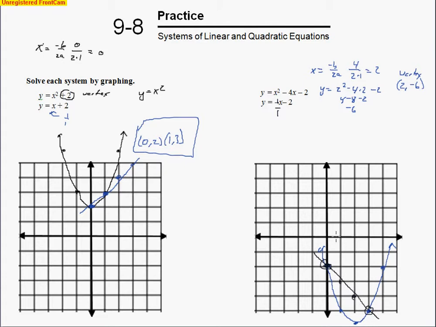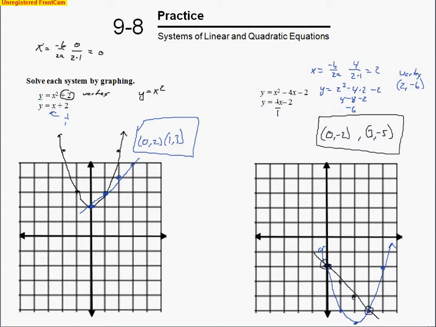So I go ahead and write those numbers in ordered pairs. So the solutions are 0, negative 2. That's one of them. And the other one is 1, 2, 3 spaces to the right and 5 spaces down, so negative 5. So those are my 2 solutions where the line crosses the quadratic.